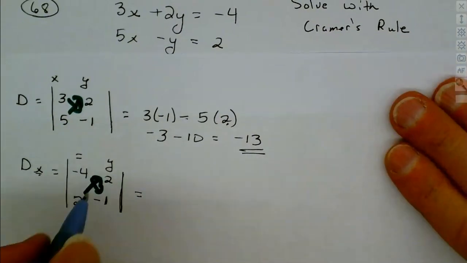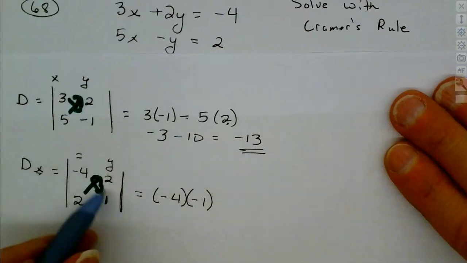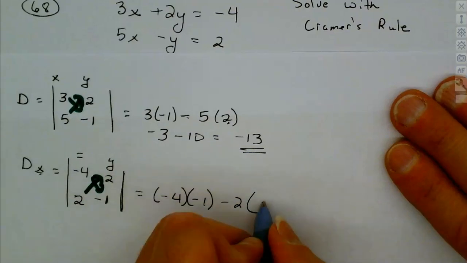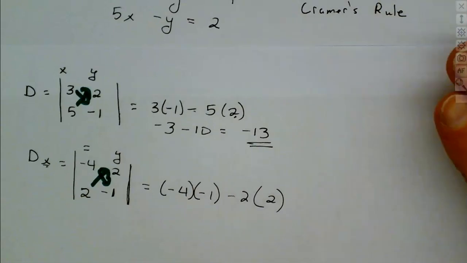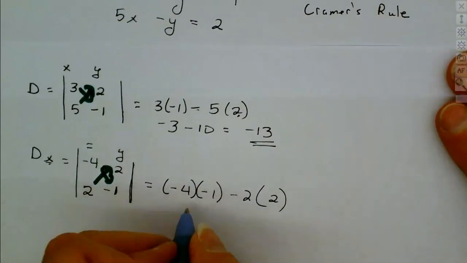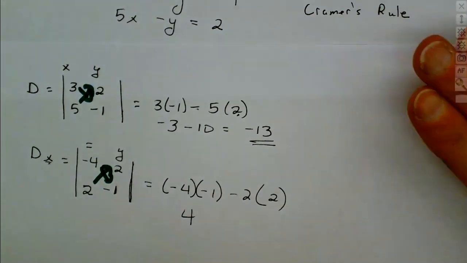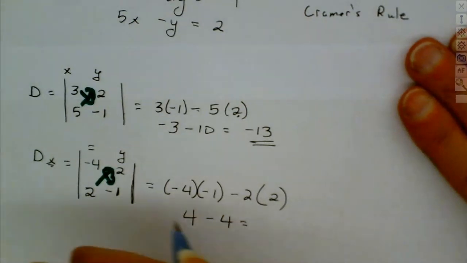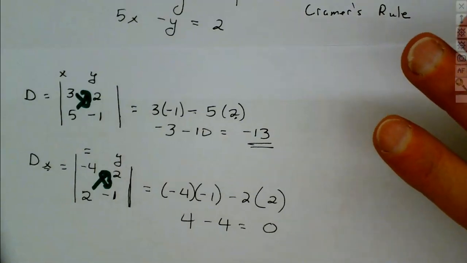Cross multiply. So we have minus 4 times a minus 1, minus 2 times a 2. Minus 4 times minus 1, negative and negative makes it a what? Positive. Okay, so there's that piece. Multiply here, it gives you a minus 4. Those go together, and that gives you then a what? That gives you a 0. Okay?